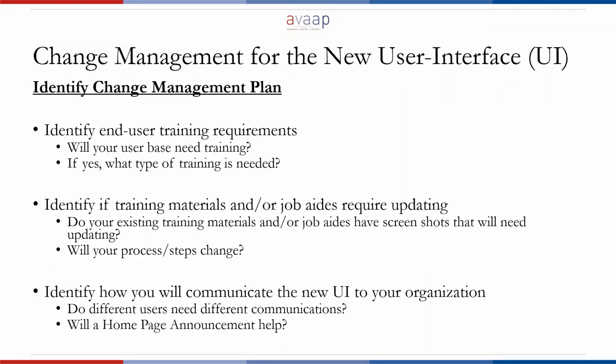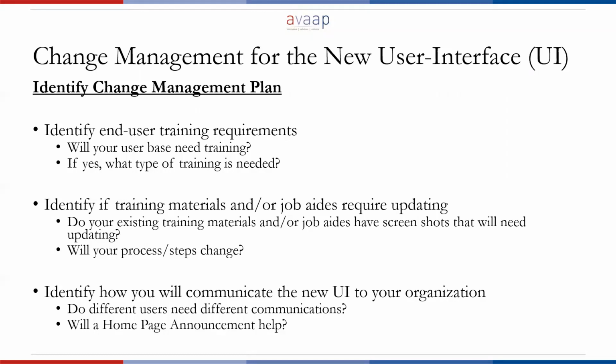And the answers to those questions, who's the user base and what each type needs, will guide you in deciding, do you need to do training, or can you really provide a job aid? What communications are required? Is it one communication, or do you need multiple communications? When should these communications go out?